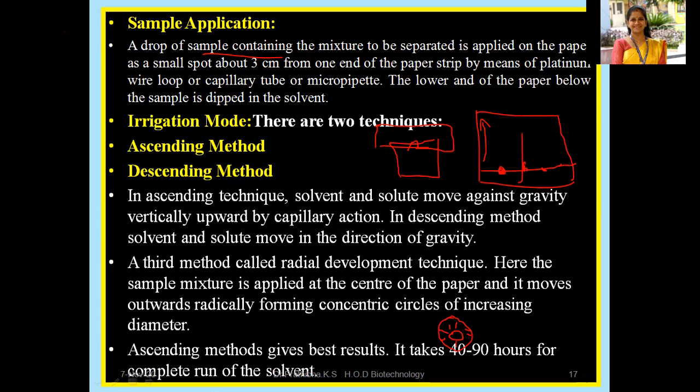Ascending method gives the best results. It takes 40 to 90 hours for a complete run of the solvent.